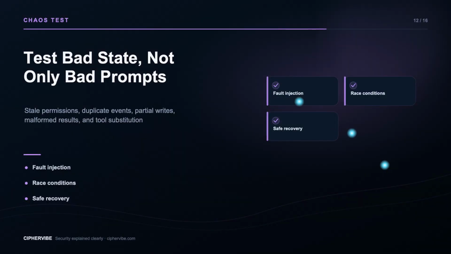Prompts are only one failure source. Inject stale authorization, duplicate events, malformed tool results, partial success, unavailable dependencies, and changed objects between proposal and approval. Verify idempotency, rollback, and safe recovery. A resilient agent must fail safely when the surrounding software is unreliable.